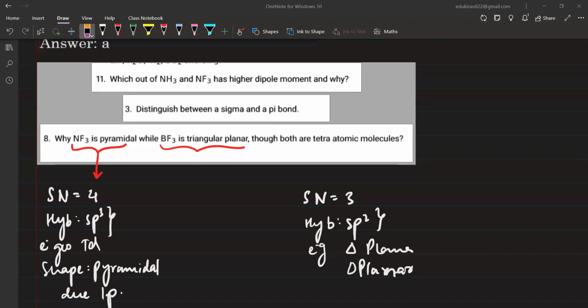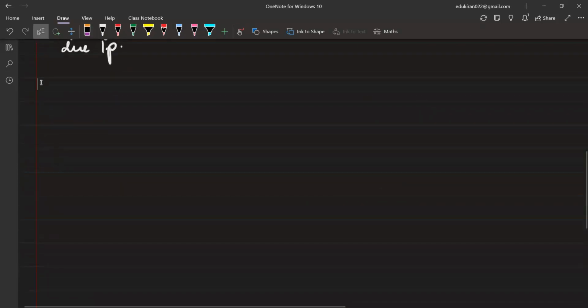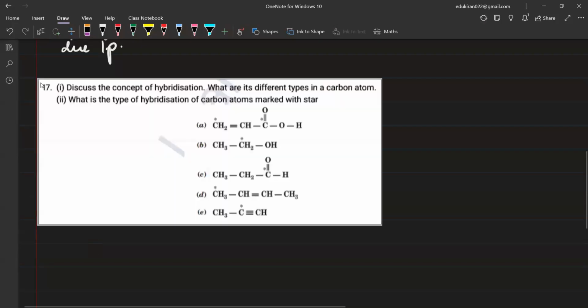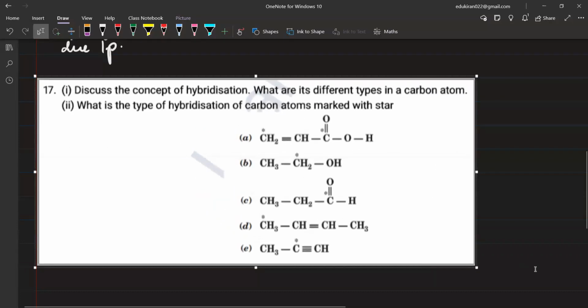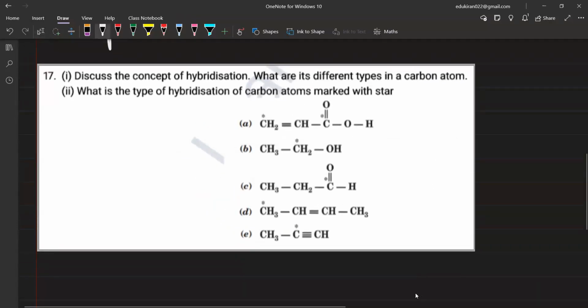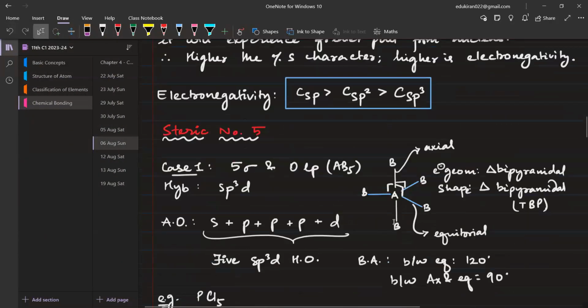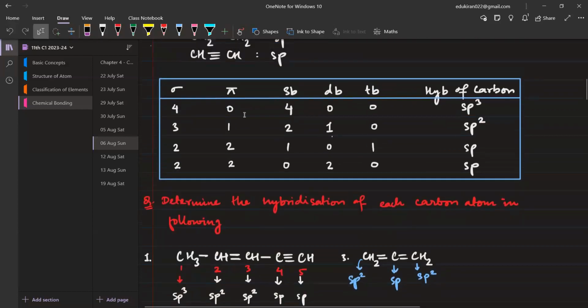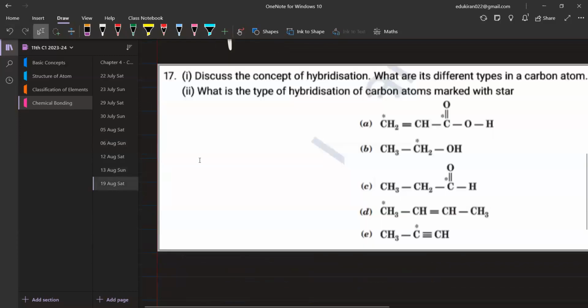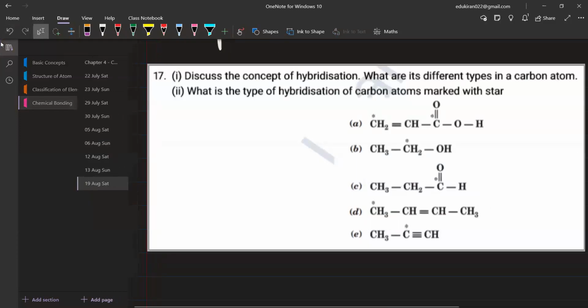So, what problem did you have in this question? The second part. Okay, so we have done this: if carbon has a double bond, then it will be what? We have done this now in hybridization. If there is no double bond or triple bond, then it is sp3. The first part: discuss the concept of hybridization.